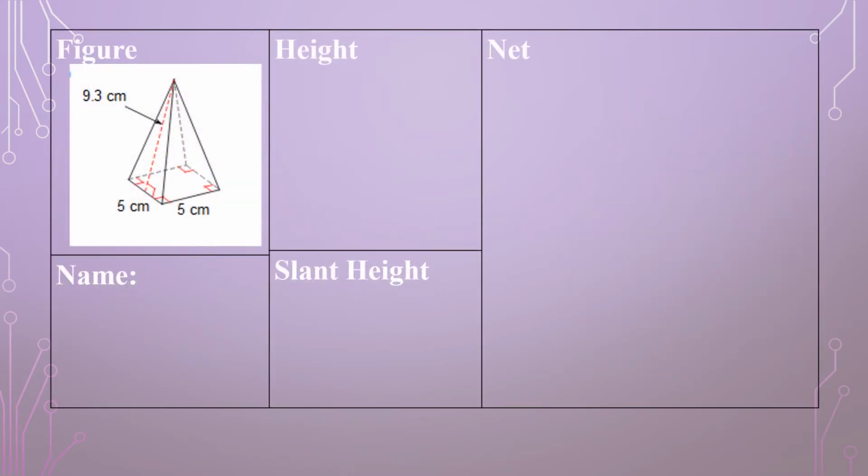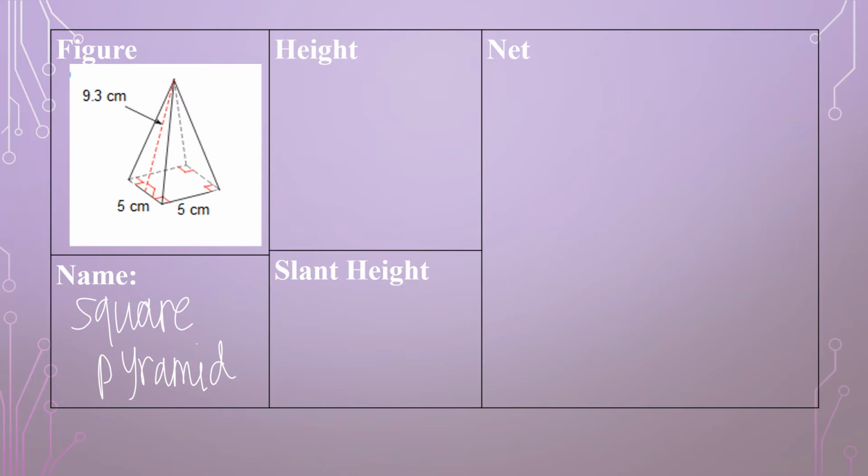So this figure is a square pyramid. And we know it's a square because my side lengths are both 5. And we know it's a pyramid because all the sides come together in one single point at the top there. Also with pyramids, all of our lateral faces are triangles, which this one is. So, the height of this pyramid here.